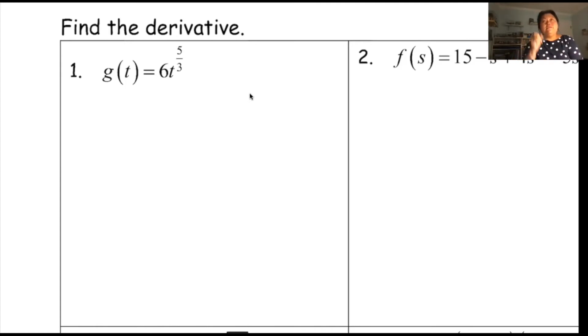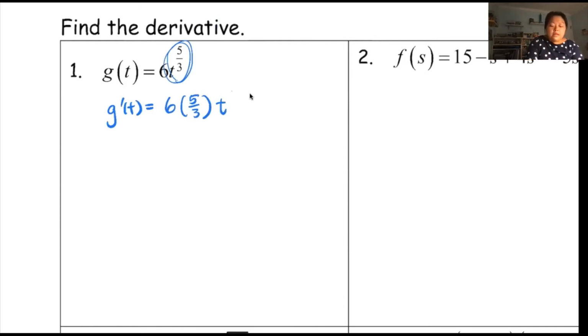The derivative is denoted by a little prime. So if you find the first derivative of this, it's g prime of t. All right, your coefficient is still there. The 6 is still there. Now we're working with a t to the 5/3. So t to the 5/3, drop down the power. So 5/3 is now your coefficient. T, and then for 5/3 you need to subtract 1. So really you're subtracting 3 over 3. That gives me 2/3. Okay, clean this up. You get 10t to the 2/3. That's your first derivative.